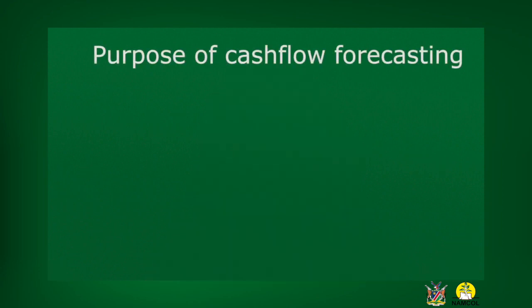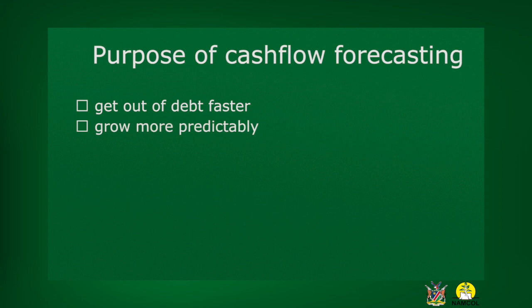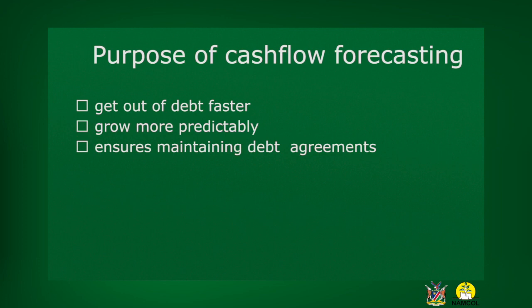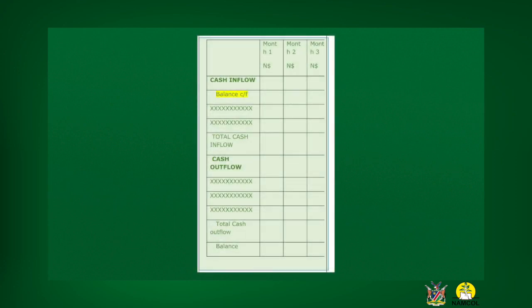There are more reasons why an enterprise draws up a cash flow forecast. Enterprises also draw up a cash flow forecast especially in order to help the enterprise get out of debt faster, enable more predictable growth of the enterprise, and to help the enterprise stick to agreed debt contracts. The entrepreneur chooses the forecasting period. It can be over 3 or 6 months or even over a year-long period. We will now look at the format of the cash flow forecast. This one is forecasted for 3 months ahead.